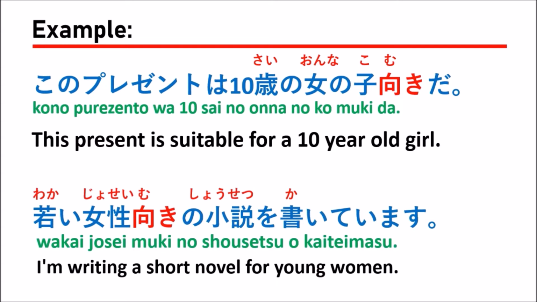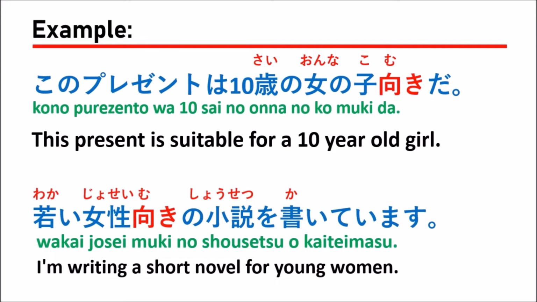And for the second sentence, we use 若い女性向き, right? 女性 means woman, and 若い means young, so young woman. Here our noun is 女性, or 若い女性. 若い女性向き means suitable for young women, right?